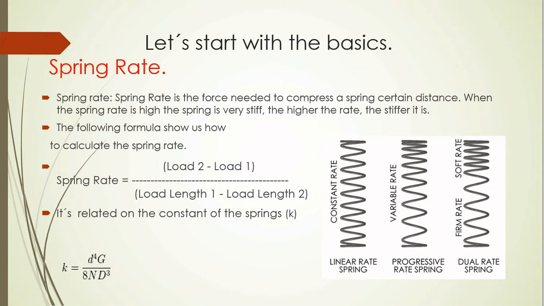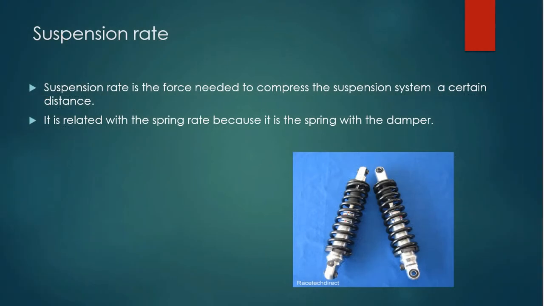It depends on the constant of the spring. If the spring constant is very high, the force needed to compress it a little is going to be very strong. Then we have the suspension rate. This is the force needed to compress the suspension system a certain distance. The system is the spring attached with the damper.